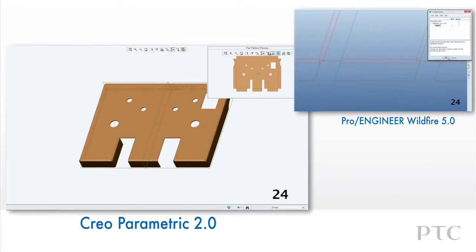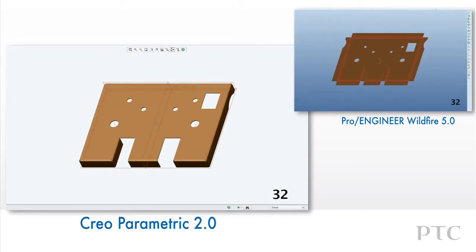Another significant enhancement is the part bounding box measurements in the Flat Pattern Preview. In Pro Engineer Wildfire 5, we would have to add measure features to calculate this.